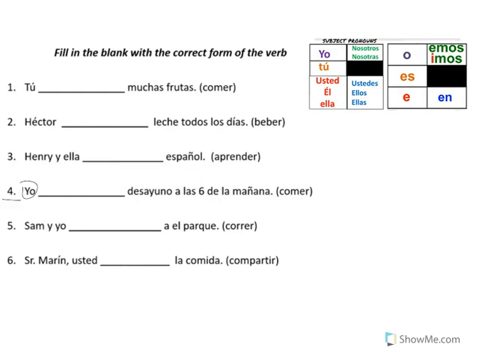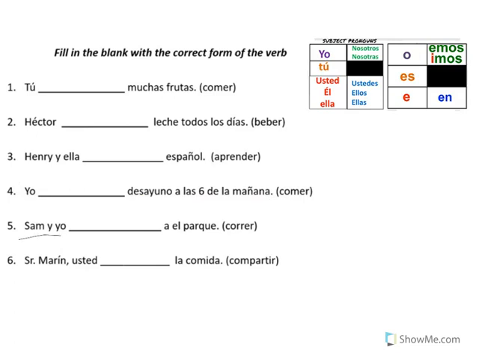4. Yo. Oh, that one's easy. Yo is here. Here's my ending. We write everything but the er. Yo, co, and then we put the o. Como. Nice. I like those. Simple. Yo como desayuno a las 6 de la mañana. I eat breakfast at 6 in the morning.